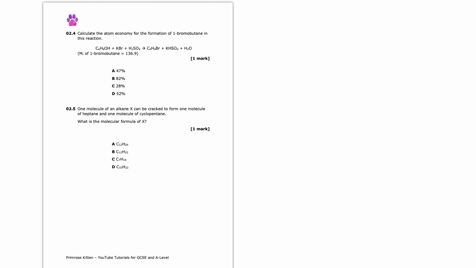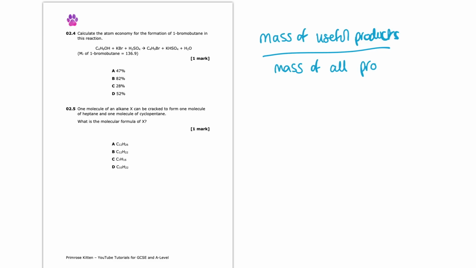So here we're asked to calculate the atom economy for the formation of 1-bromobutane in this reaction. First things first, we need to remember how we calculate atom economy. Atom economy is the mass of the useful product divided by the mass of all the products. So here we can work out the masses, or the MRs, of these things.